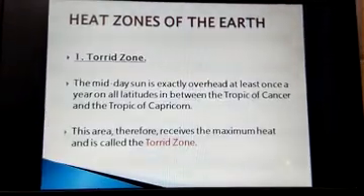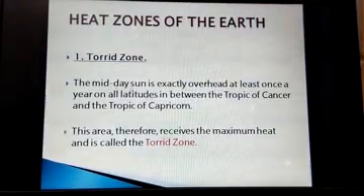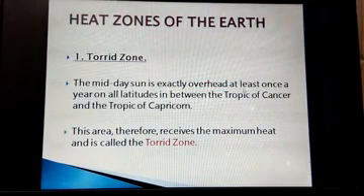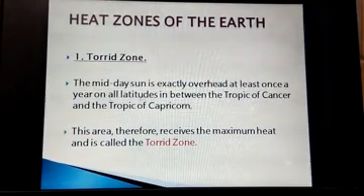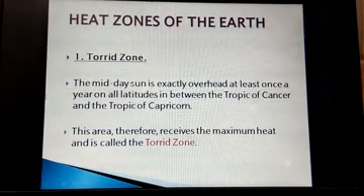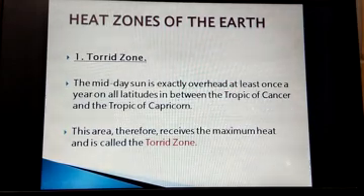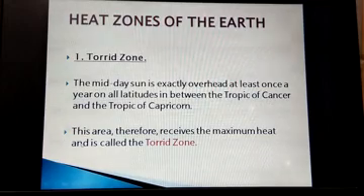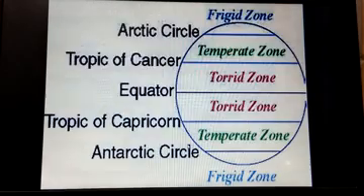Now come to the first, the torrid zone. The midday sun is exactly overhead at least once a year, and all the latitudes between the Tropic of Cancer and Tropic of Capricorn fall in this zone. This is from the equator to the Tropic of Cancer, and from the equator to the Tropic of Capricorn in the south. This is the middle. The sun is directly overhead. This area therefore receives the maximum heat and light. That's why it is known as torrid zone. Now you understand what the torrid zone is.